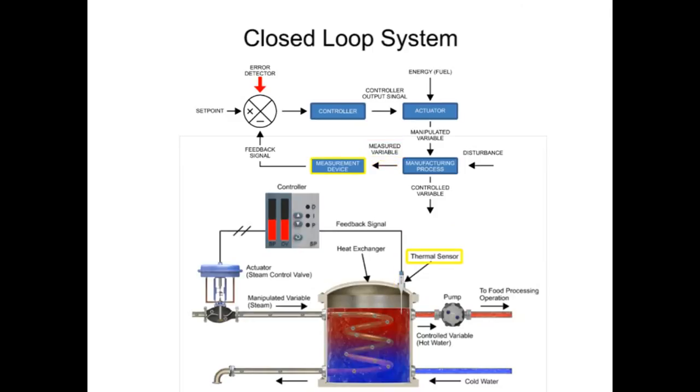The measurement device senses the measured variable and produces an output signal that represents the status of the controlled variable. The thermal sensor that measures the water temperature in the heat exchanger is the measurement device. The sensor provides an electrical signal to the controller and is defined as the feedback signal in the block diagram.